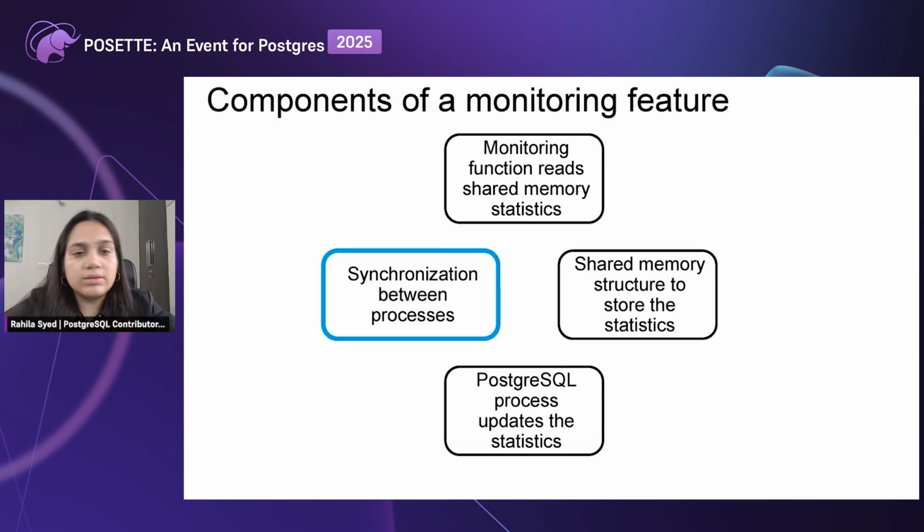The fourth component here is synchronization between processes. When there are multiple processes trying to access the shared memory, we use LWLocks or spinlocks to guarantee mutual exclusion of the memory being accessed. The other type of synchronization is signaling between the processes. So we use latches or condition variables to signal between these processes.